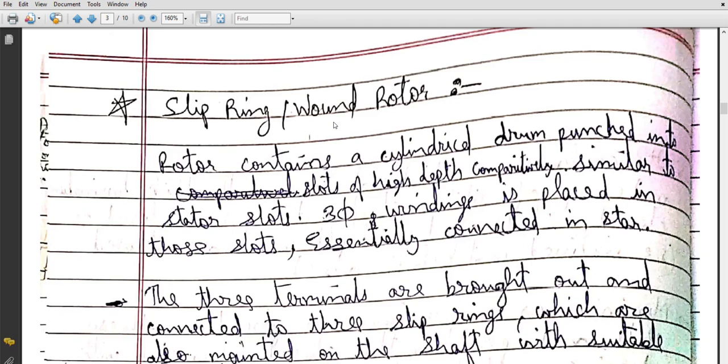So now this machine will not run. Why? Because we know that the essential condition number two is not fulfilled. That is, the number of stator poles is not equal to the number of rotor poles.